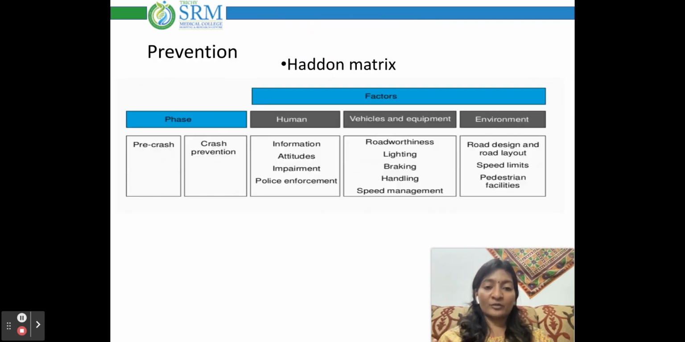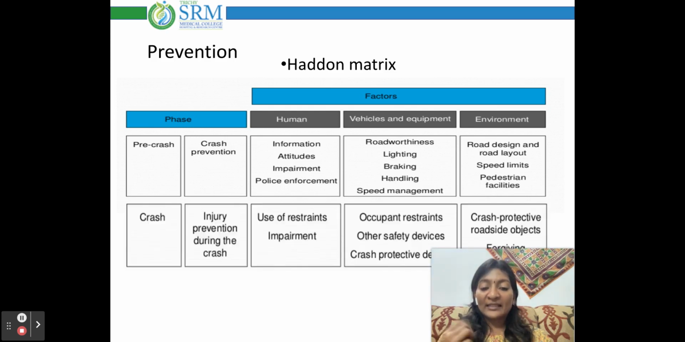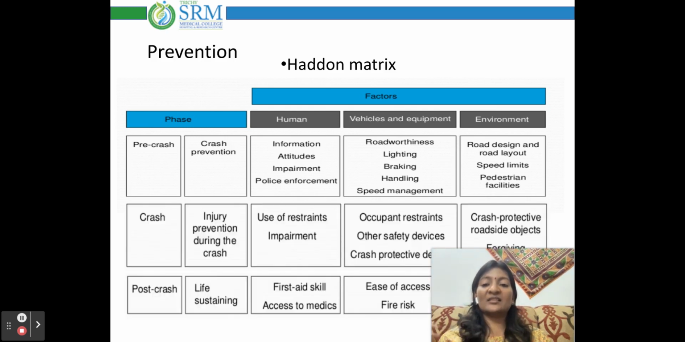The Haddon matrix of road traffic accidents explains the various factors and phases and how they are related to road traffic accidents. First is the human factor, and there is pre-crash or crash prevention, then crash, and post-crash, again for vehicles and equipment and environment. For humans, information, attitude, impairment, and police enforcement are mainly needed in the pre-crash phase, or for crash prevention. And the crash mainly occurs due to restraint impairments.